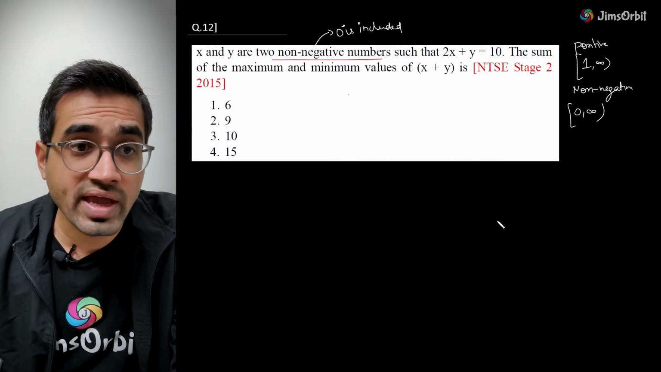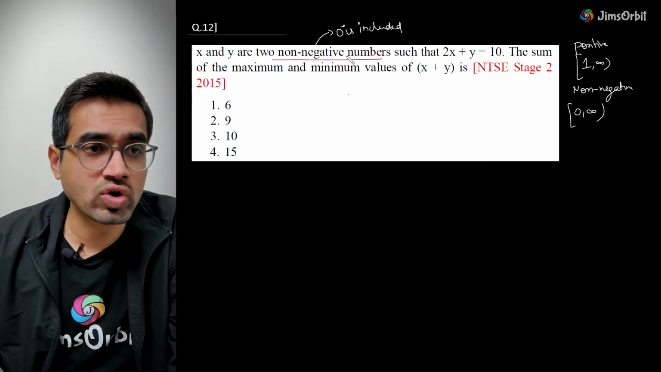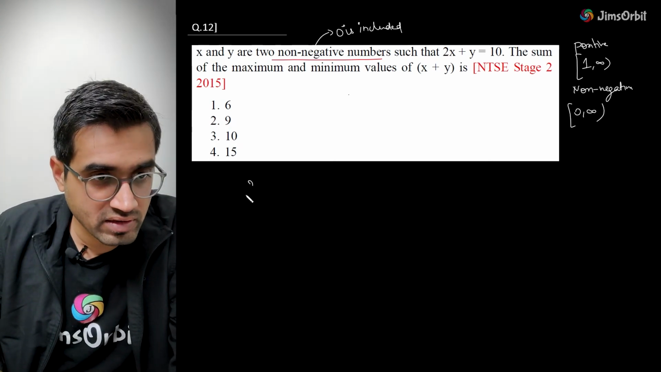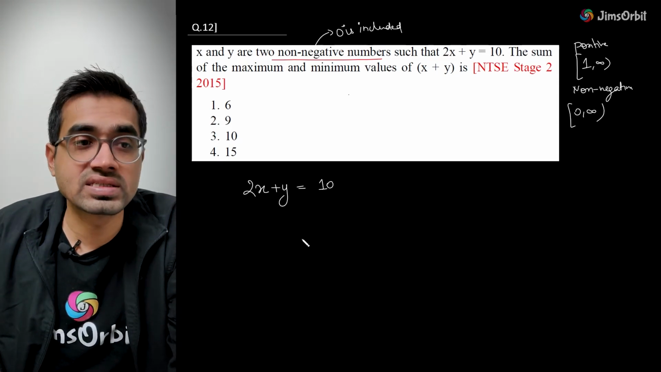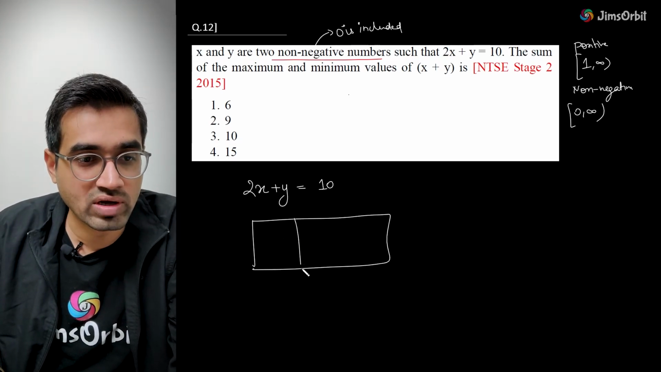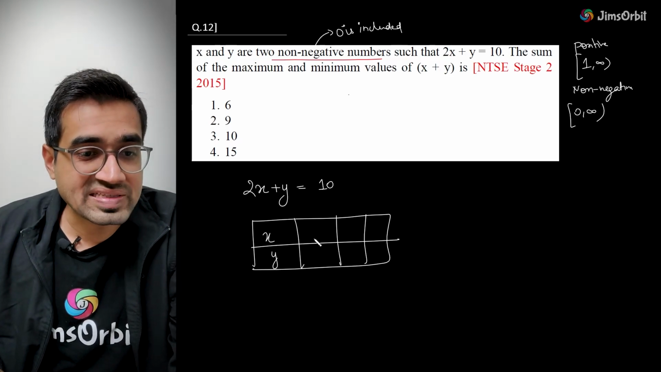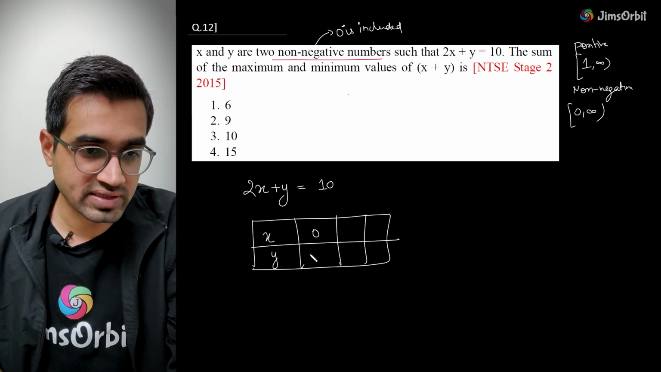Okay. Let's start again. X and y are two non-negative numbers such that 2x plus y is 10. Okay. There cannot be many numbers then, very small numbers. Let's just make a table out of it. X and y. Put x as 0. You can, because non-negative. This is why it is important. X as 0, y is 10.